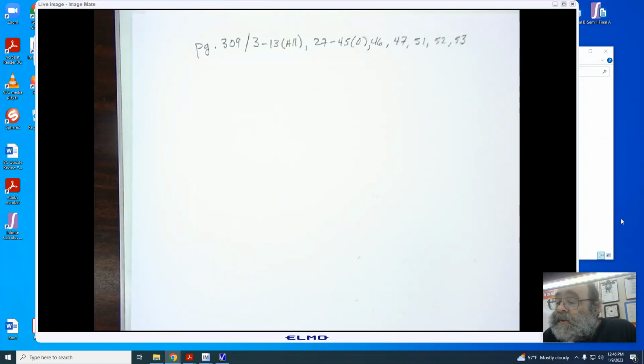We are taking a look at assignment number 3, found on page 309, numbers 3 through 13 all, 27 through 45 odds only, then 46, 47, 51, 52, and 53. Now, please be aware I may end up having two parts, and we'll have to see how it goes.